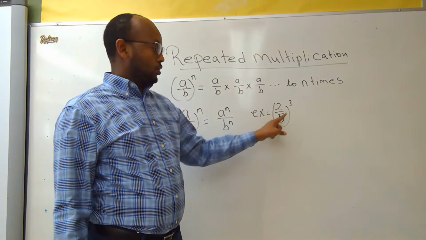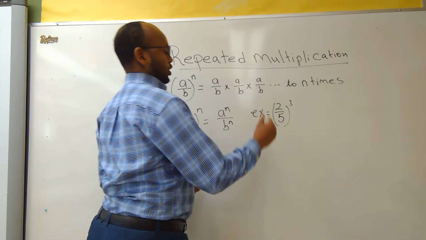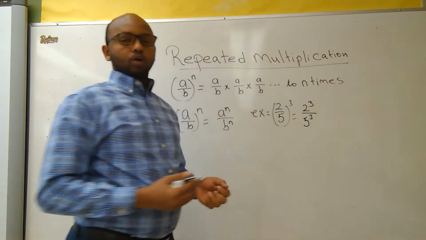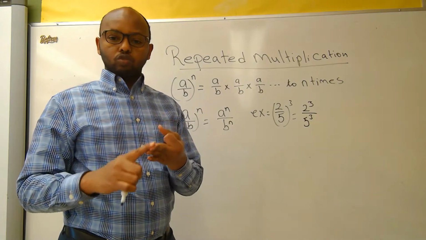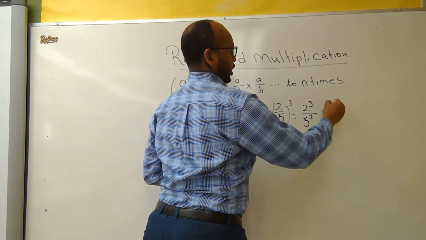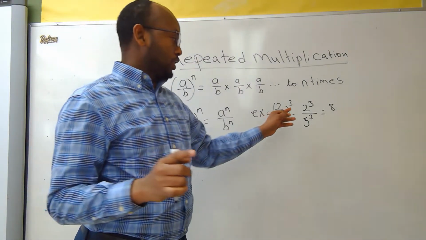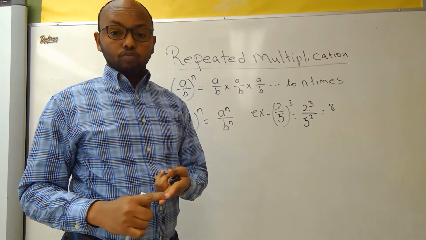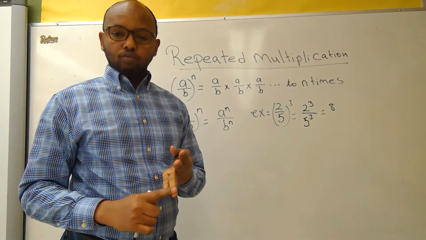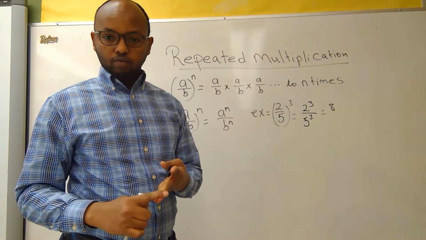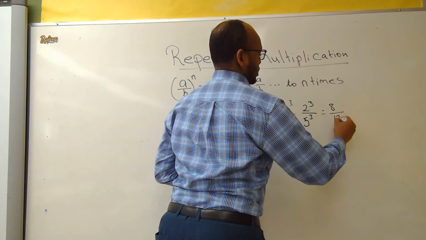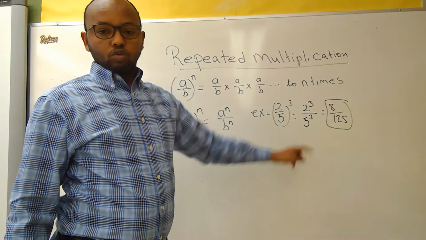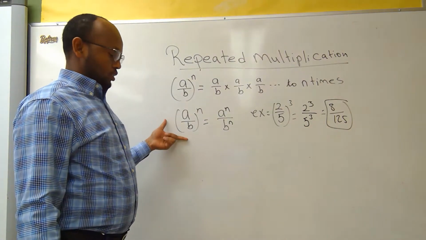Example, we have 2 over 5 power 3. How can I do it? We can say 2 power 3 over 5 power 3. What is 2 power 3? 2 times 2 is 4, 4 times 2 is 8. We cannot say 2 times 3 is 6. That's wrong. It means multiply the 2 three times. And 5 power 3 is not 5 times 3, 15. No, that's not right. It is 5 times 5, which is 25, 25 times 5 is 125. So 8 over 125. Okay. That is in general for this equation.